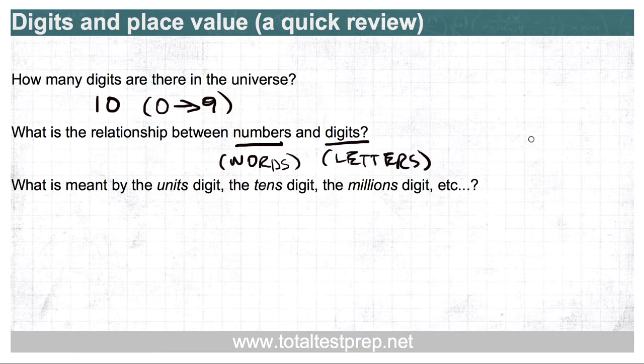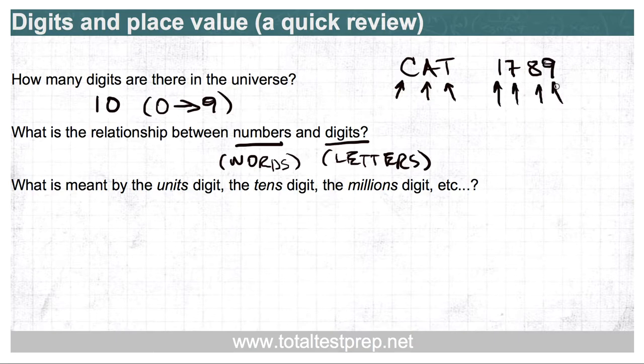So, for example, the word cat is a word for an animal, and it's made up of 3 letters. Similarly, 1789 is a number that is made up of 4 digits. You also need to know, when dealing with digits, what is meant by units digit, tens digit, millions digit, and so on.